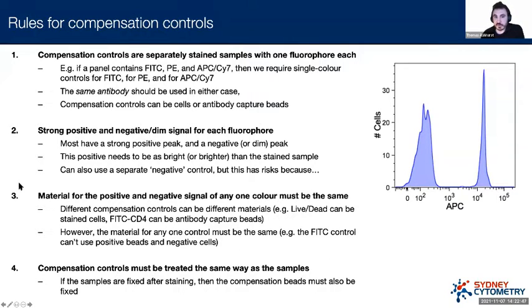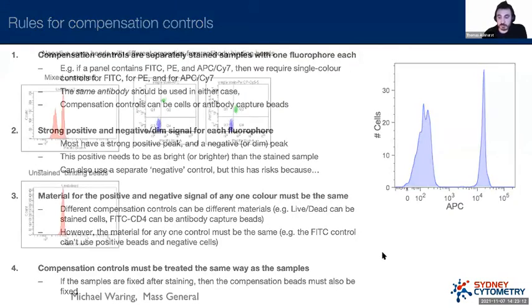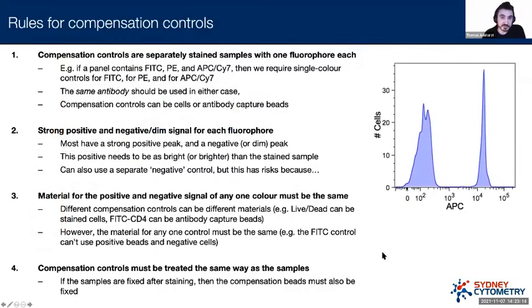The material for the positive and negative events, whether they be beads or cells, has to be the same for any individual color. So let's say for FITC, you want to use beads, and for PE, you want to use cells. Totally fine. There's absolutely nothing wrong with doing that. However, if you're going to use beads for FITC, then both the positive and the negative must be beads. And for the PE, both the positive and the negative must be cells. You can't use positive beads and negative cells, or vice versa. Mismatching the actual material will create some problems, which we'll come to in just a moment. But that's a very important thing to remember.